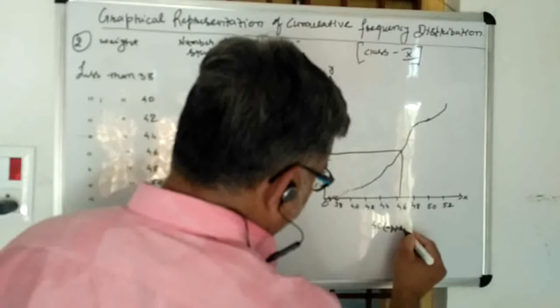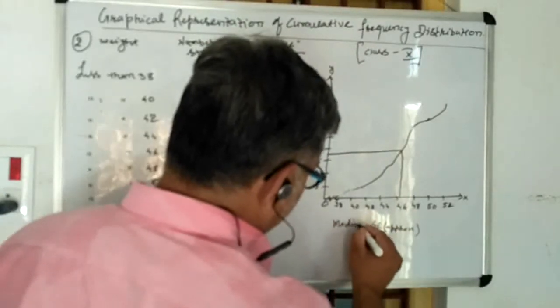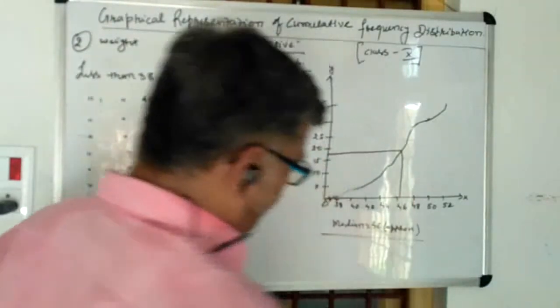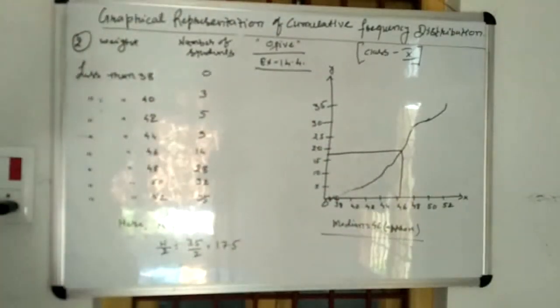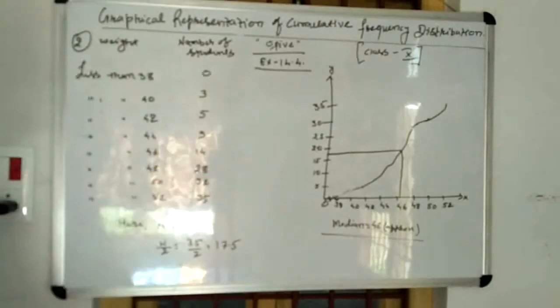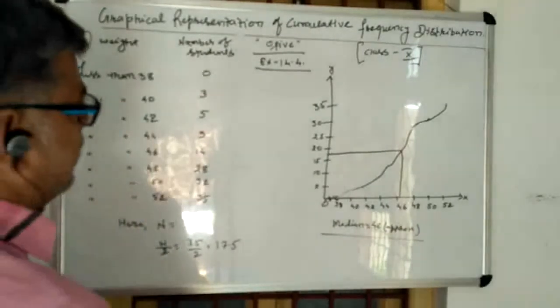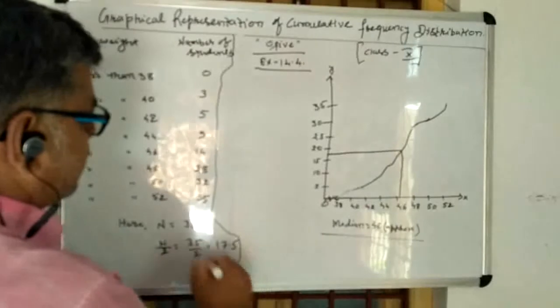46 approx is your median. Median is how much? Approx 46. Now you need to verify this median by your general formula of calculating median. So if you want to verify, then you convert this class series into, let's verify what median comes.